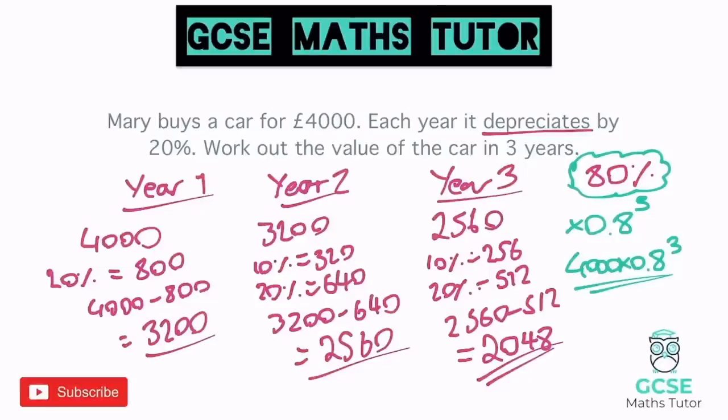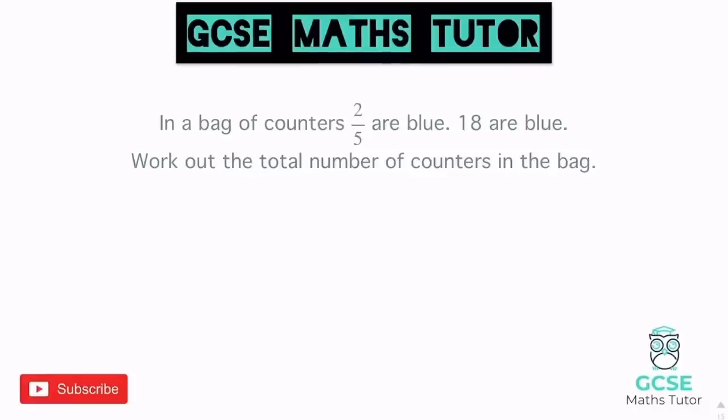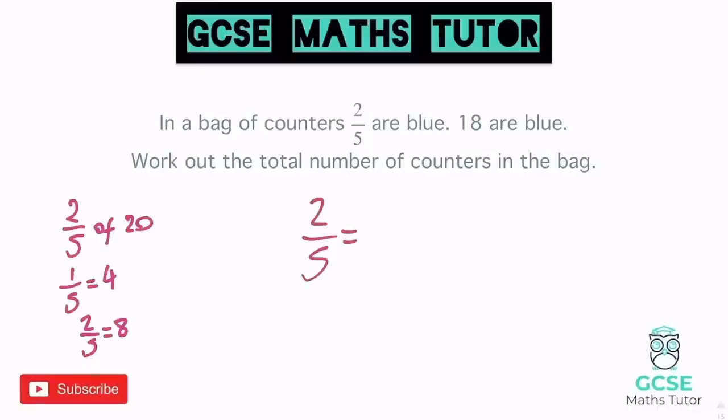So that's depreciation. So in a bag of counters, 2/5 are blue, and it says 18 are blue. Work out the total number of counters in the bag. So it's not asking us to work out 2/5 of a number, it's saying that 2/5 are 18. Remember, it could have said work out 2/5 of, let's say, 20, and you divide by the bottom to get 1/5, you'd say that 1/5 is 4, and then times by the top to get 2/5, and we'd get 2/5 would be 8. That's a different question, so it's nothing to do with that, but it says 2/5 are blue and 18 are blue, so 2/5 equals 18.